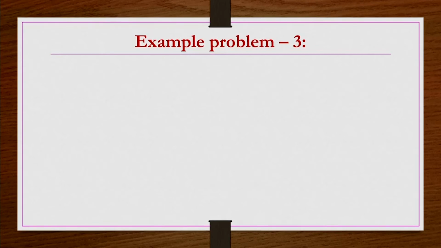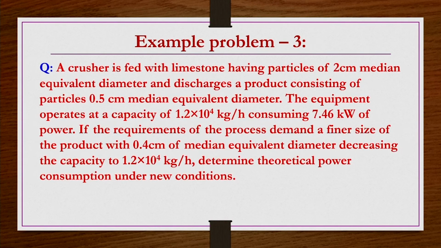Before going to the next law, we will take an example problem on Kick's law. Here a crusher is fed with limestone having particles of 2 centimeters median equivalent diameter. What do you mean by median equivalent diameter? If the median equivalent diameter is dm, that means 50% of the material has size less than dm, and 50% of the material has size more than dm. That dm is known as the median equivalent diameter of the sample.